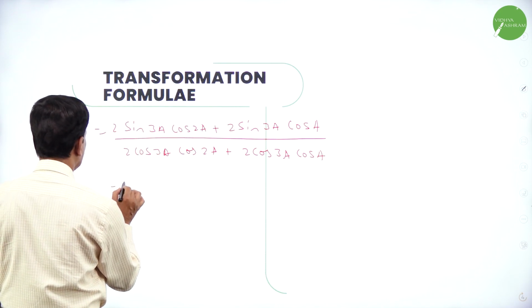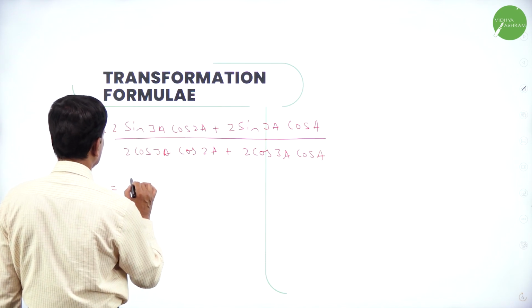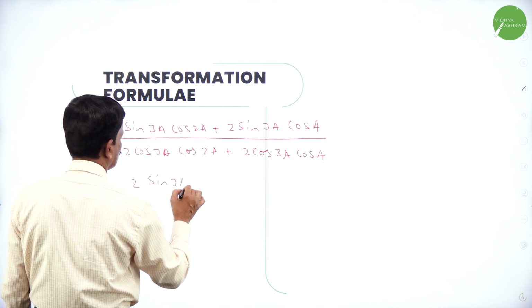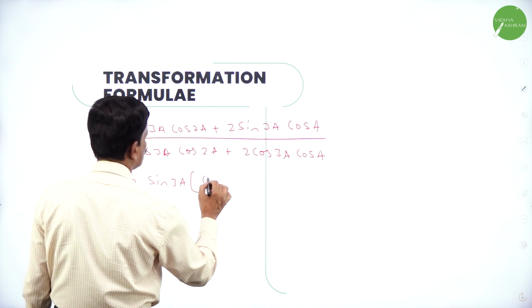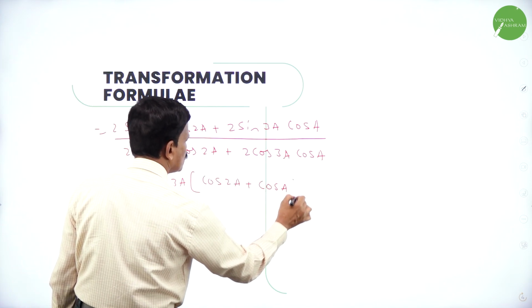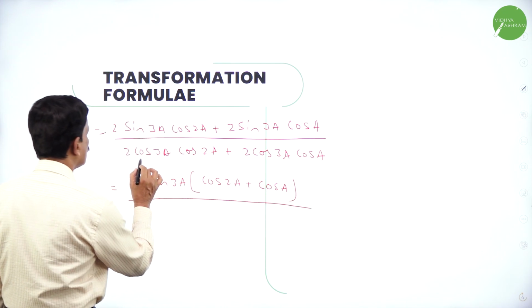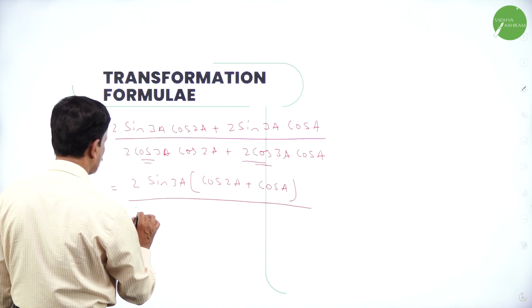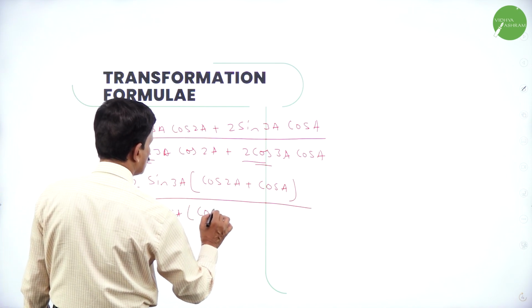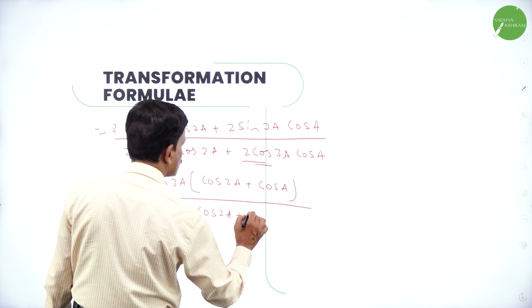Now you can take the common factor. What is the common factor in the numerator? 2 along with sin 3A. 2 sin 3A is the common factor taken out. What is left is cos 2A plus cos A, divided by, in the denominator, what is the common factor? 2 cos 3A is a common factor. 2 cos 3A is taken out, and what is left is cos 2A plus cos A.